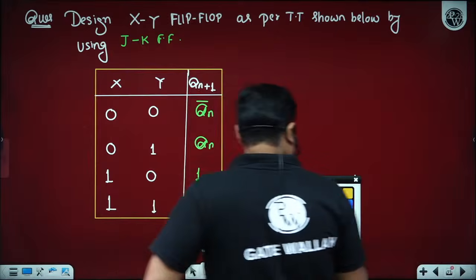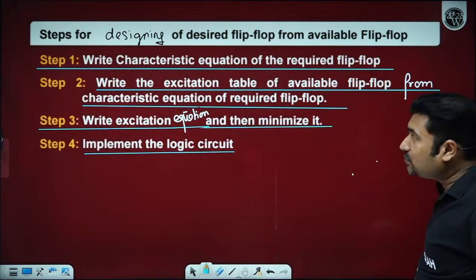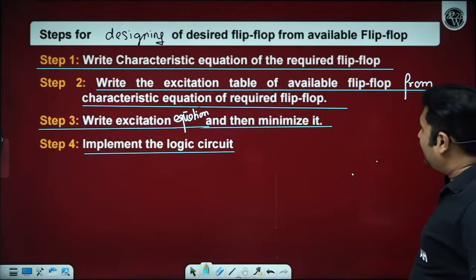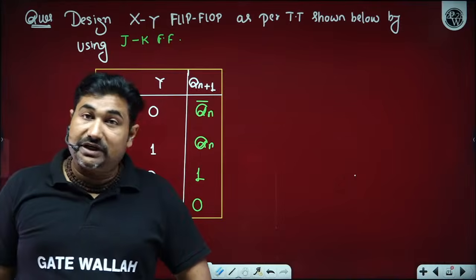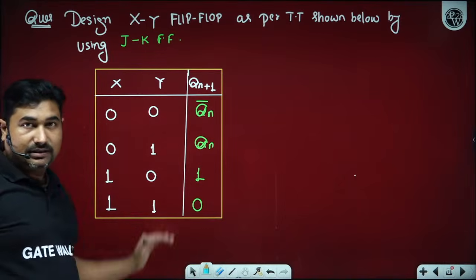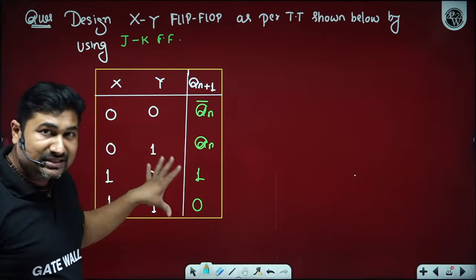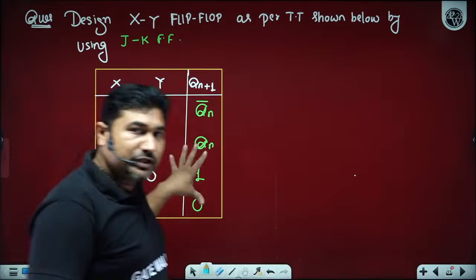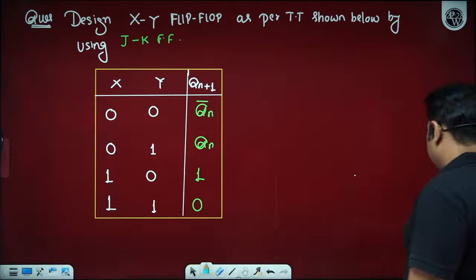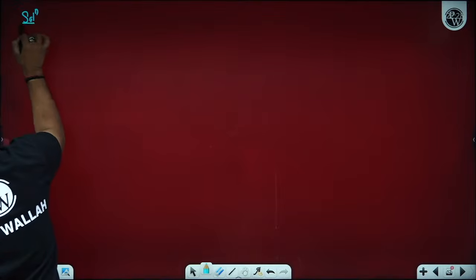Now, please observe how to design. We are going to follow these 4 steps. The first step is to write the characteristic table of the required flip-flop. All of you know how to write the characteristic table of the required flip-flop. This XY is the required flip-flop, and the available flip-flop is the JK flip-flop. So first of all, you have to write the characteristic table of the required flip-flop.